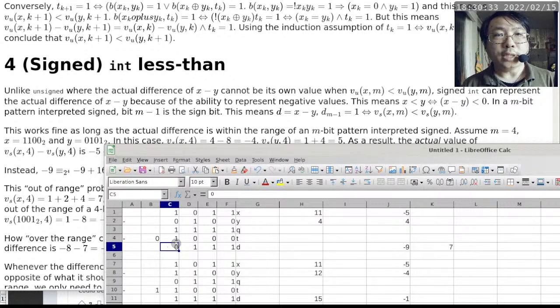So as it turns out, this is what we call the overflow condition. Okay, the overflow condition is when the result of a subtraction has the difference out of the range of a signed representation. So with 4 bits, if the result of a subtraction is less than negative 8, or if it is greater than 7, then we have an overflow situation.